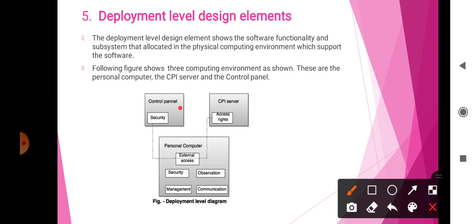Here is the control panel, then the CPI server is there, the control panel security, and the CPI server has the access right, and the personal computer here attaches external accesses like security, surveillance, management, communications, etc. These are the external accesses. A subsystem has been designed to manage all attempts to access the safe home system from the external sources, and each subsystem would be elaborated to indicate the elements that it implements, and the diagram shows this in descriptor form.